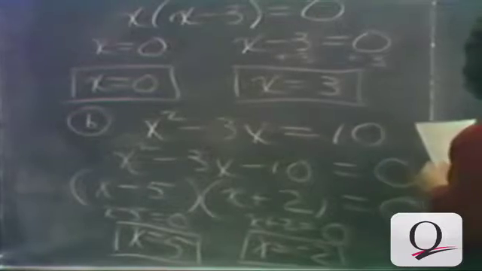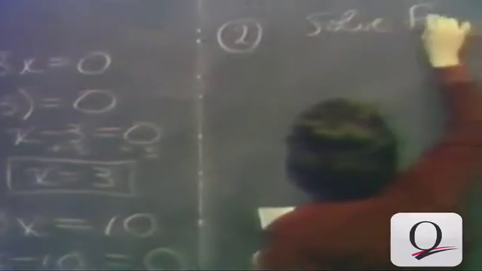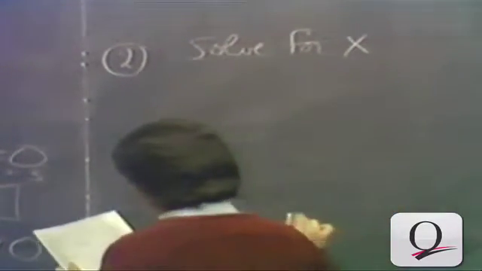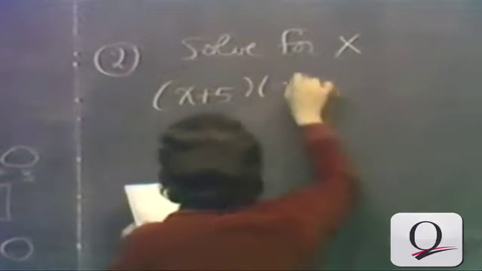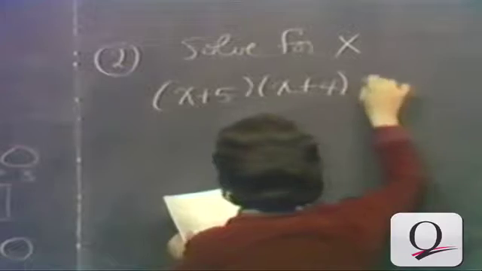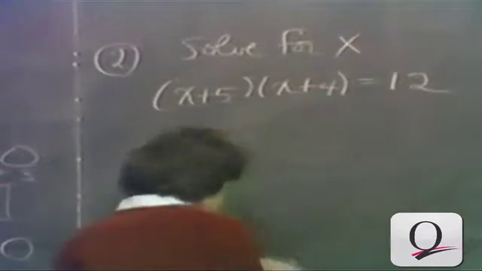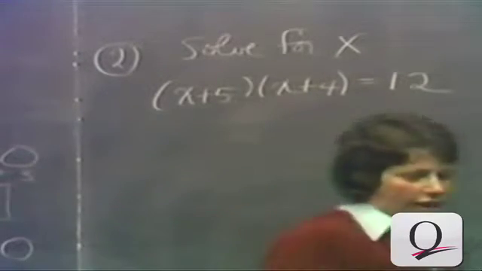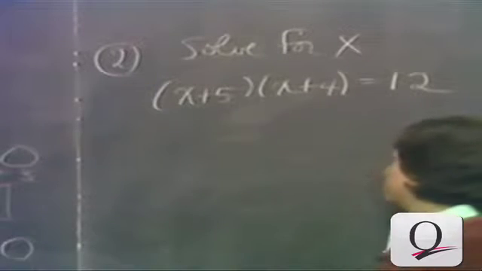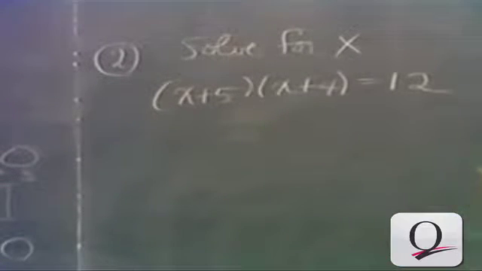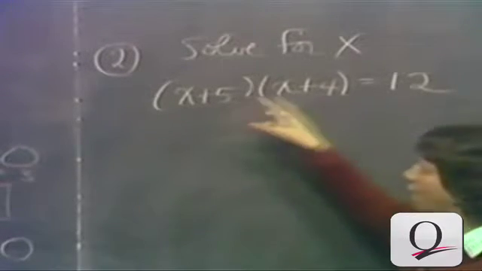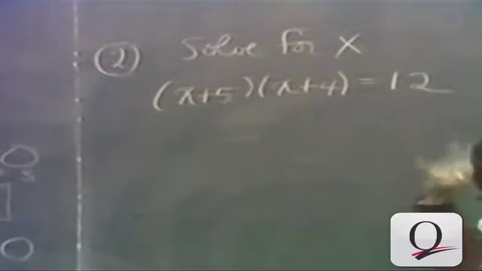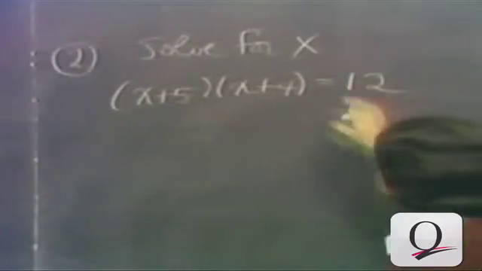Okay, continuing. Let's try to solve this quadratic equation for x. x plus 5 times x plus 4 equals 12. Now some people jump to the conclusion that, oh boy, here I'm getting it factored, I don't have to do any work. That's not true. It would only be beneficial to you if you had it factored with the right-hand side equal to 0. You can't really make use of it in this form.